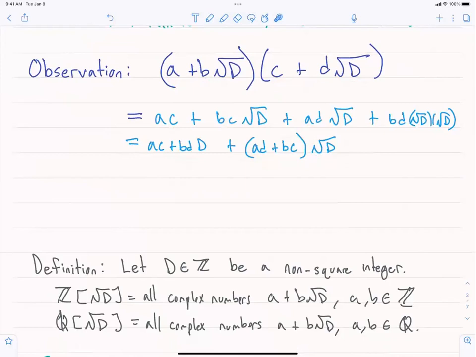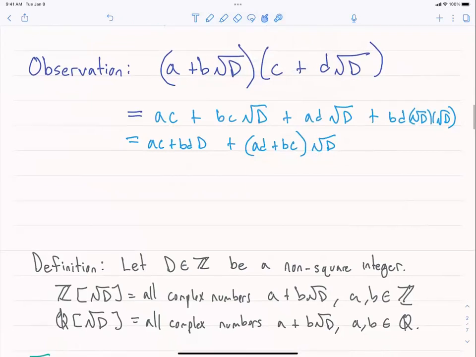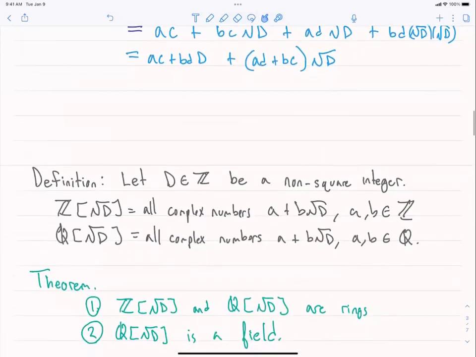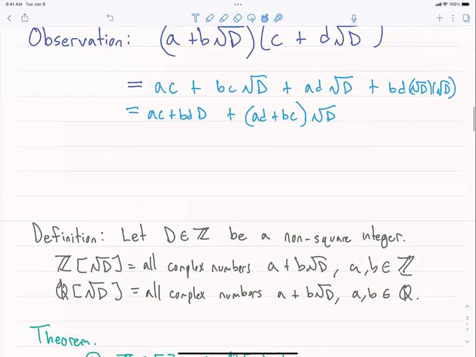And so the same thing happens much simpler if you just add two things that look like this. And so what that tells you is that if I gather all the things that look like this, then that gives me a ring.